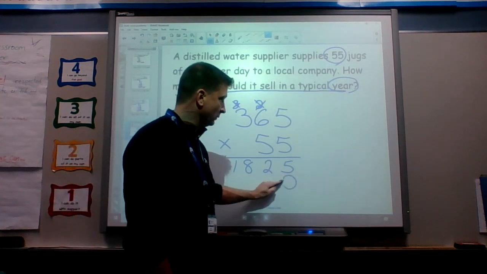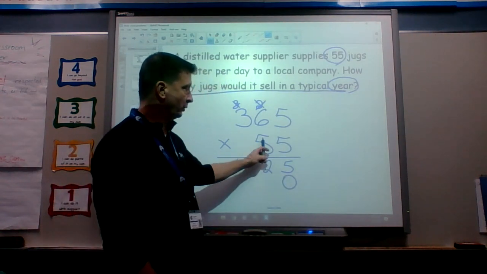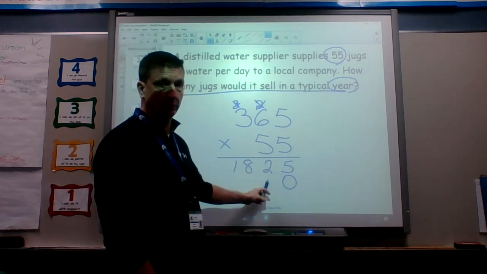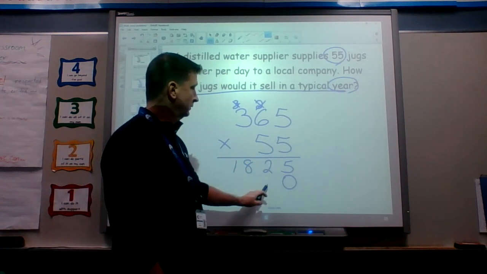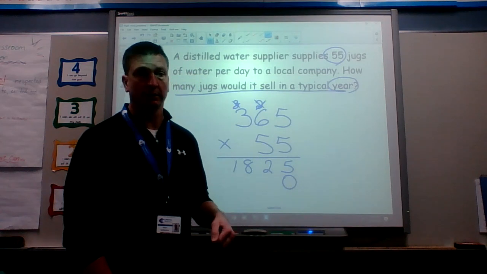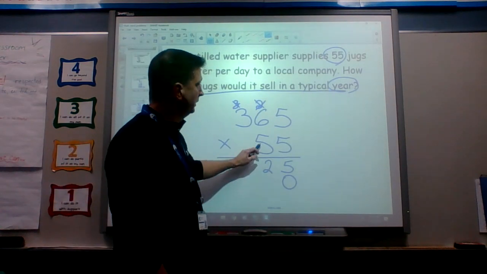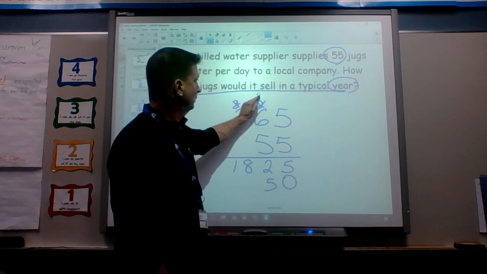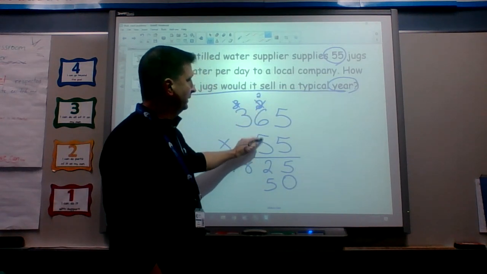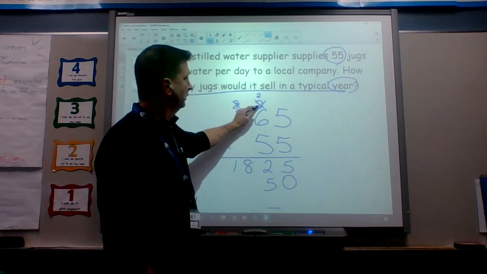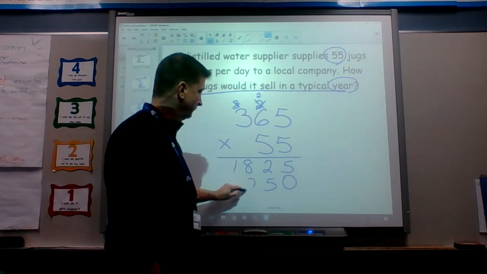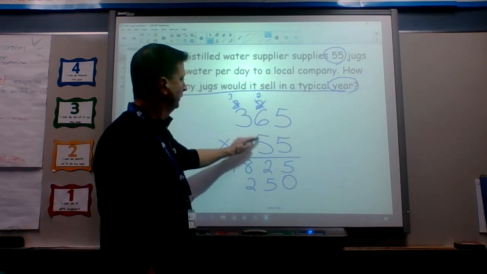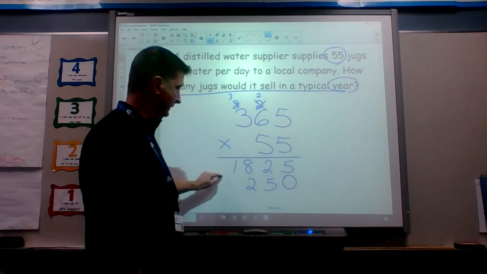We're going to put our placeholder here because remember, we're in the tens place. So we want to make sure our first answer to our product goes down there in the right place value. 5 times 5 is 25. Carry my 2 up here. 5 times 6 is 30, 31, 32. Carry my 3. 15, 16, 17, 18 again.